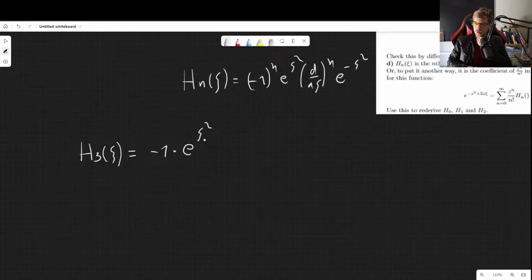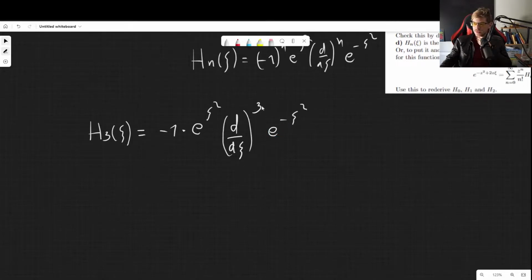I'm very bad at drawing xi. d/dxi, then cubed, or well, not really cubed, but rather the third derivative, of e to the minus xi squared. So let's take 3 derivatives of e to the minus xi squared. So one derivative, d/dxi of e to the minus xi squared, this is simply -2 xi e to the minus xi squared.